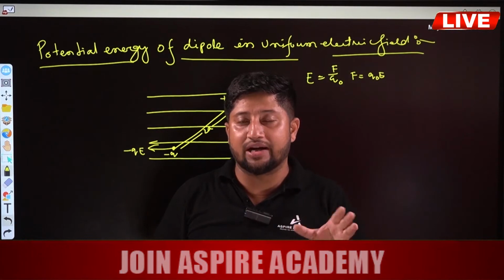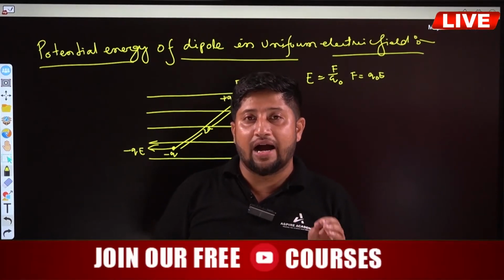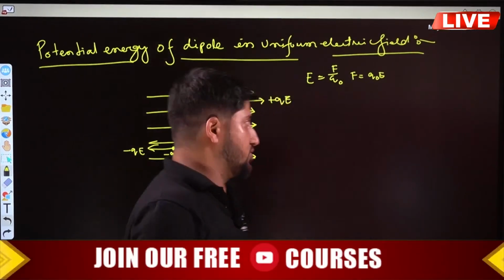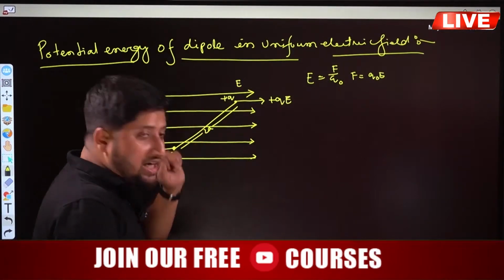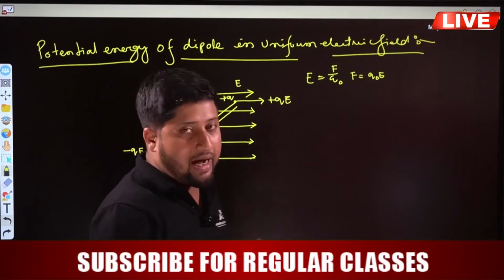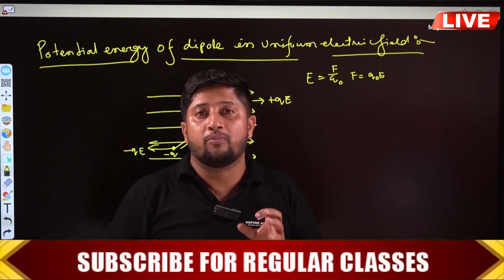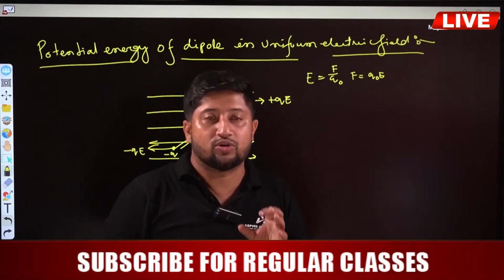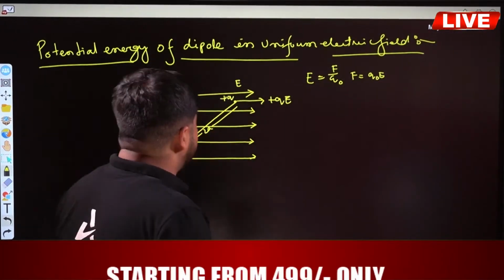How can we convert it into torque? Torque means force into perpendicular distance. So here we can say torque is produced. Torque is produced means one kind of moment of force will be produced. The dipole is rotated, so torque will be produced.